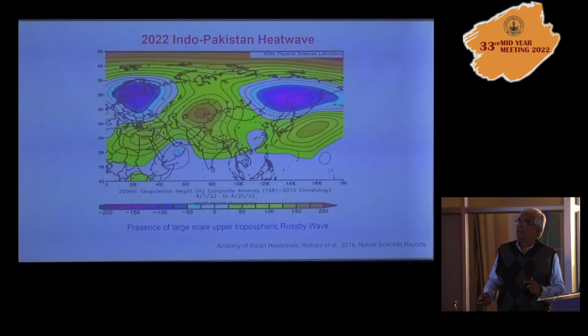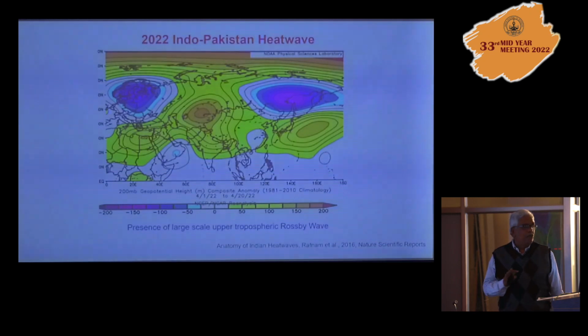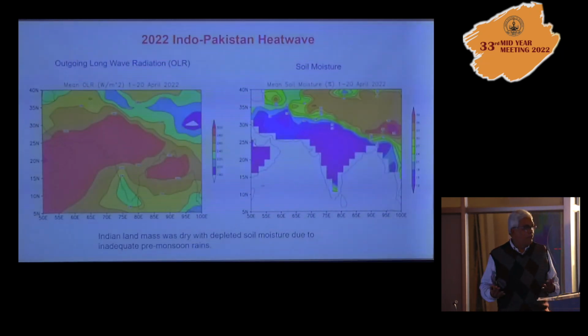As I'm talking about science, we know how heat waves are occurring. Our understanding of heat waves is well known, and there is one paper which very clearly showed that it is not a local phenomenon. It is a huge global, large scale phenomenon. It is affected by a planetary wave called the Rossby wave. This is the composite of 12.5 kilometer geopotential height, which clearly shows the presence of a Rossby wave. So this dynamical forcing is well known, and it is also influenced by local factors.